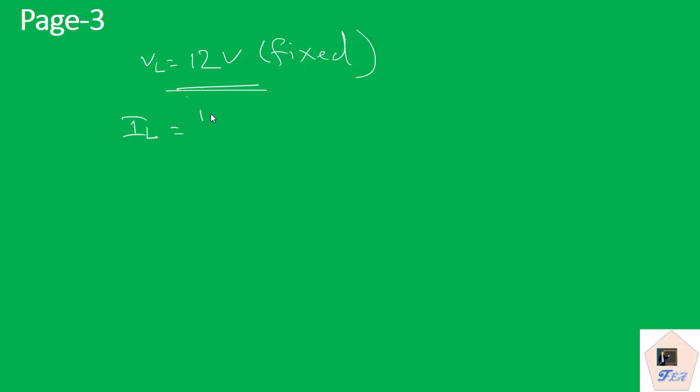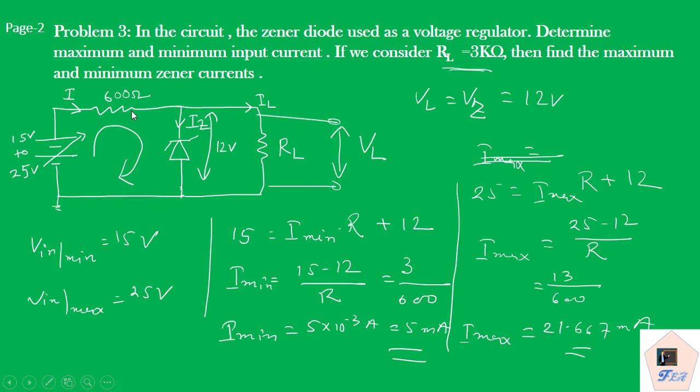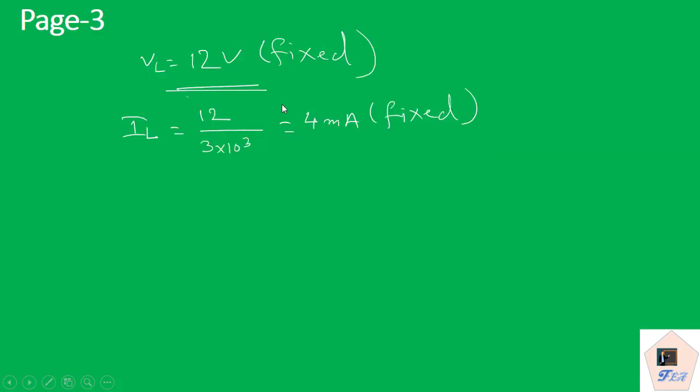So under these circumstances, we have 12 divided by 3 kilo ohms. So IL value we are obtaining as 4 milliampere, which is fixed. This is not changing. Now we can see from this diagram I is equal to Iz plus IL. IL is now fixed. I is having some minimum and maximum value. On the basis of that, the Zener current also will be having minimum and maximum value.